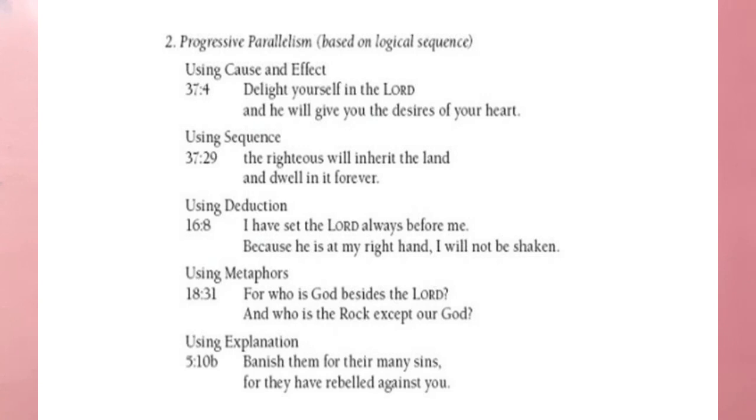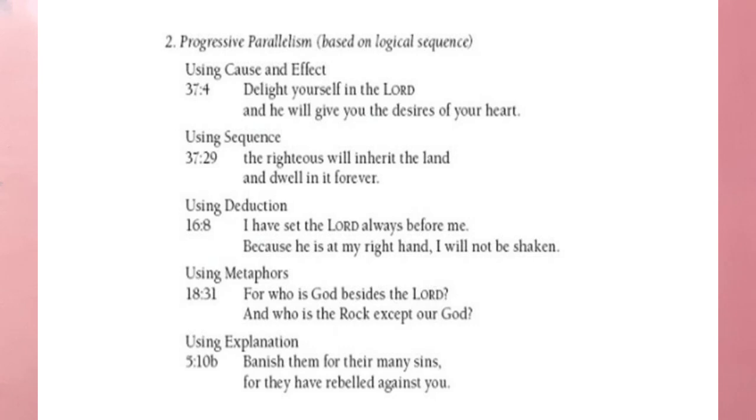The first line is continuing in the second line. The action or the result is continuing in the second line. Another kind of progressive parallelism is using deduction. I have set the Lord always before me, because he is at my right hand, I will not be shaken. So this is an example of using deduction.